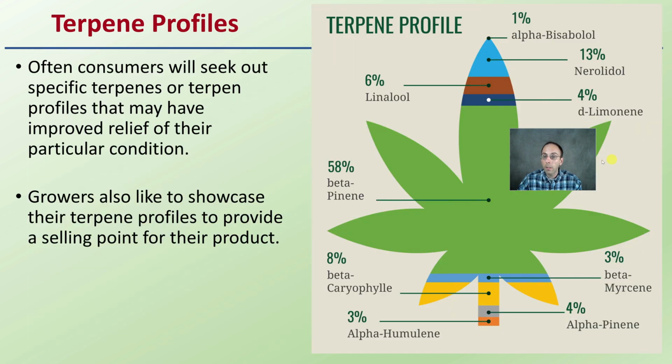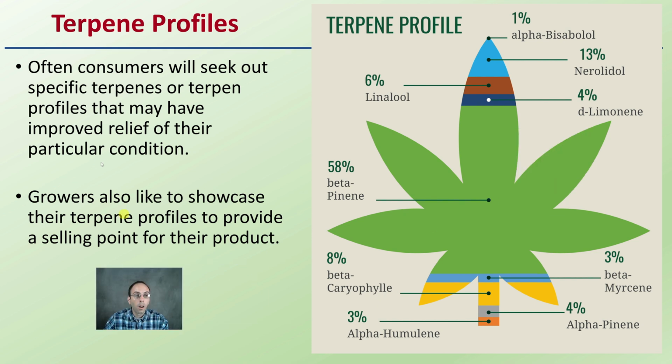So lastly, when we look at these terpene profiles, often consumers will seek out specific terpenes or profiles that may have improved relief for their particular condition. Growers also like to showcase their terpene profiles and provide a selling point for the product, so you can see both consumers as well as growers have a vested interest in analyzing, studying, and making public the terpene profile. It all comes together with a quality test with accurate results so that consumers can make an informed decision and growers can know what their plant is actually producing.